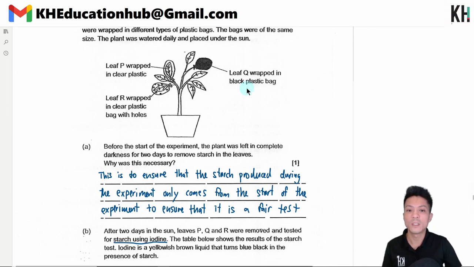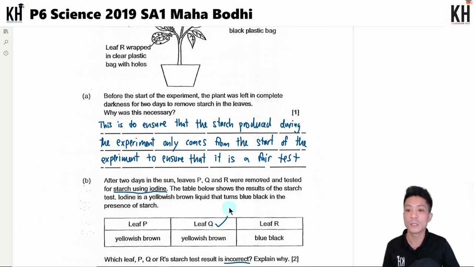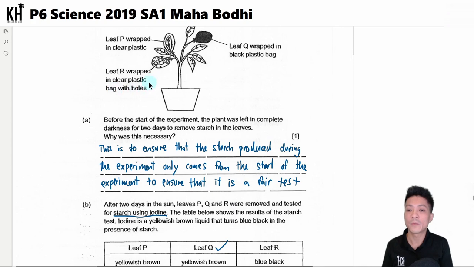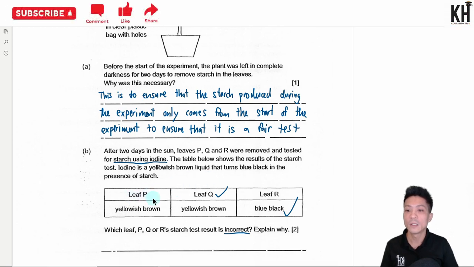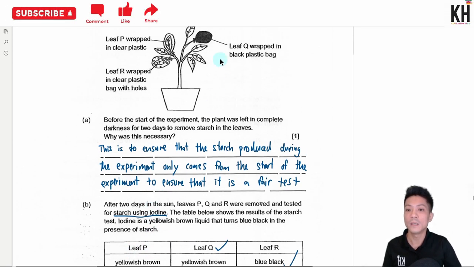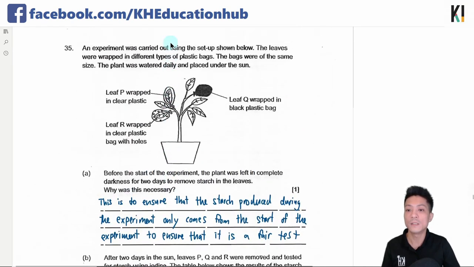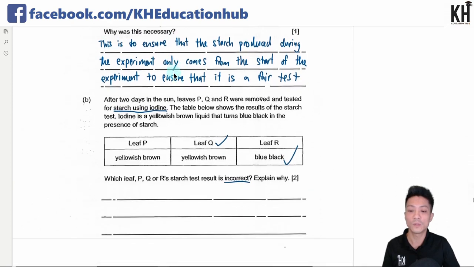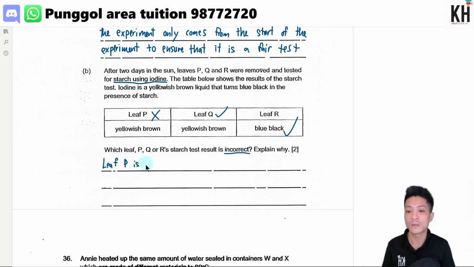Okay, if you look at the experiment, leaf Q is wrapped in a black plastic bag, so it should remain yellowish-brown. R is wrapped in a clear plastic bag with holes, so starch will be produced and it should turn blue-black. But leaf P is wrapped in a clear plastic bag, so there is a certain amount of air inside the bag at first, and since leaf P is exposed to sunlight also, it should produce a fair amount of starch, which means that P is the one that is wrong. Leaf P is incorrect.